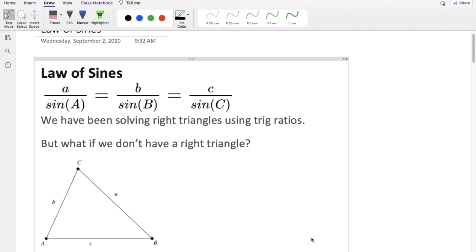So in this video, we are going to be talking about the law of sines and when it is appropriate to be using the law of sines. So in front of you, you see the law of sines is just ratios set up where you have the side of a triangle and the opposite angle.